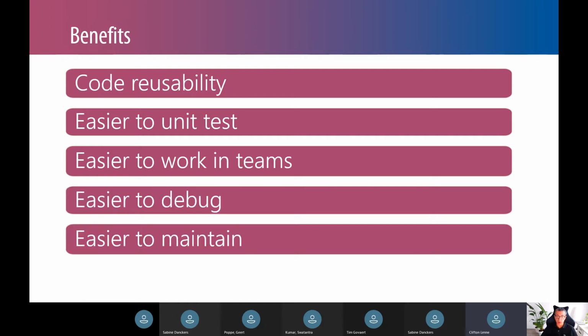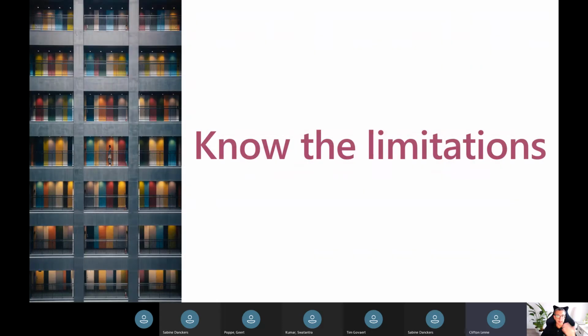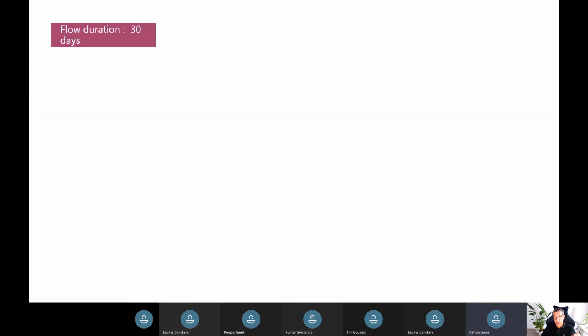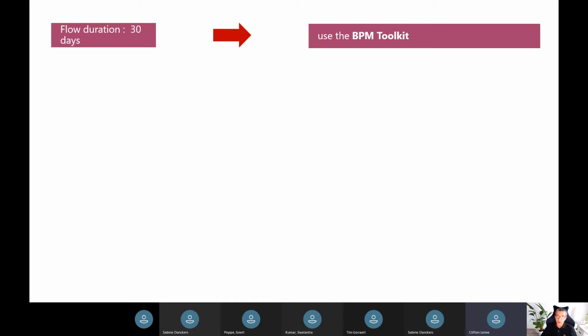It's easier to debug as well, so you don't have to debug the UI, you can debug the backend. So the backend are flows. It's easy to maintain. You need to know the limitation of the platform, and the limitations are there since the early beginning. Flow duration is 30 days. So after 30 days, your flow stops. So if you have a business process that takes more than 30 days to complete, you need to use something else. You can use another tool like Nintex or whatever.